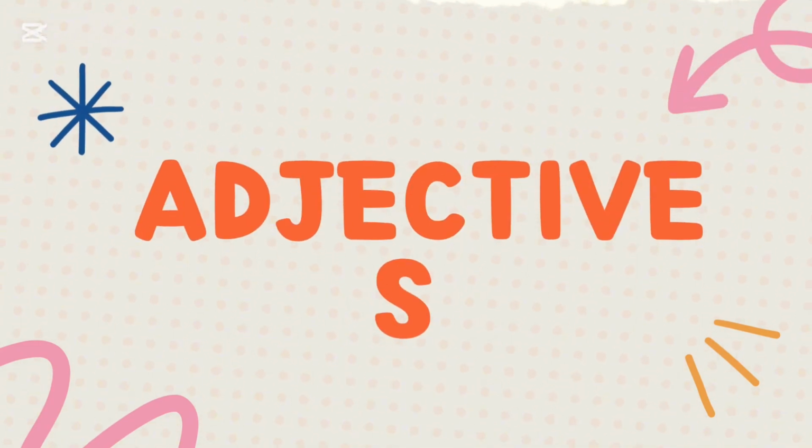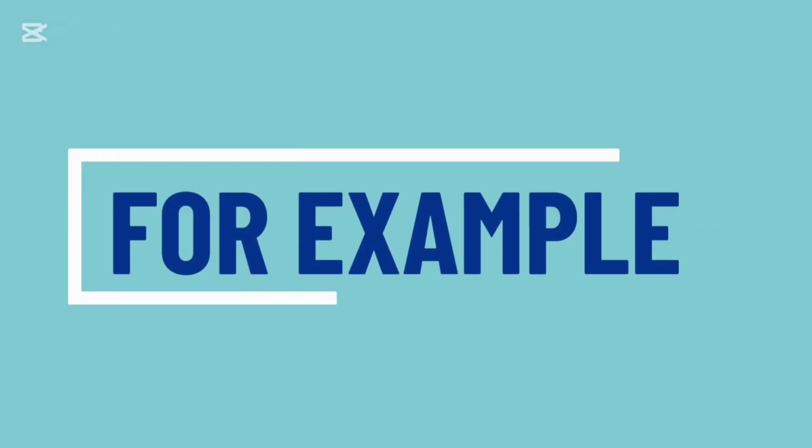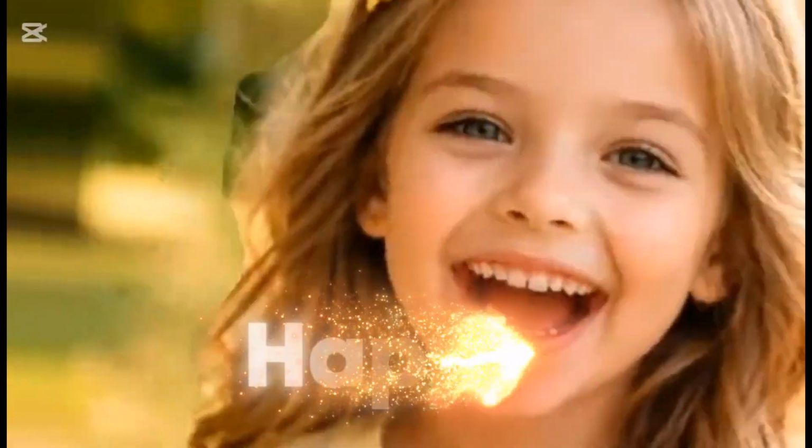Adjectives. Adjectives are words that describe nouns. They tell us more about a person or thing. For example, big house, big is the adjective. Happy child, happy is the adjective.